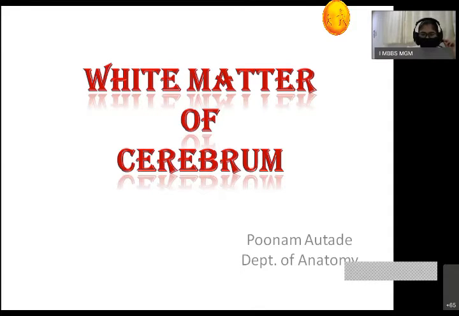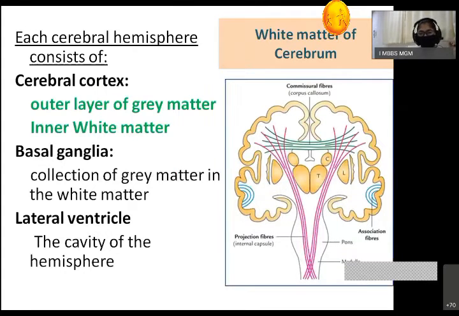So today's topic is white matter of cerebrum. We know each cerebral hemisphere consists of an outer layer of gray matter and an inner layer of white matter. There is a collection of masses of gray matter in the white matter. These are called basal ganglia. And there is a cavity inside this cerebrum. This is called lateral ventricle.